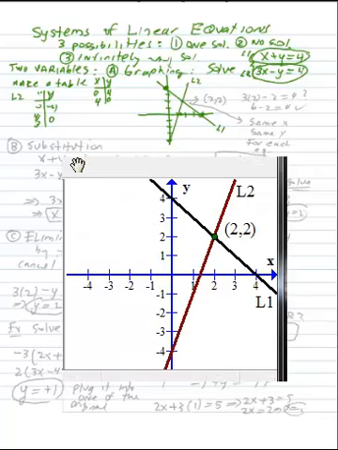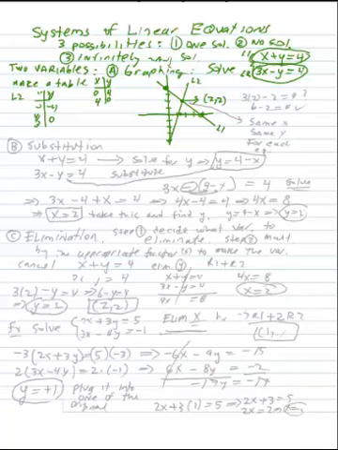And it looks like these two lines intersect in the point 2, 2. Now let's see if it solves each equation. Does 2 plus 2 equal 4? Yes. And then checking the second one, 3 times 2 minus 2 equals 4. 6 minus 2 is equal to 4, yes. There's the intersection at 2, 2.